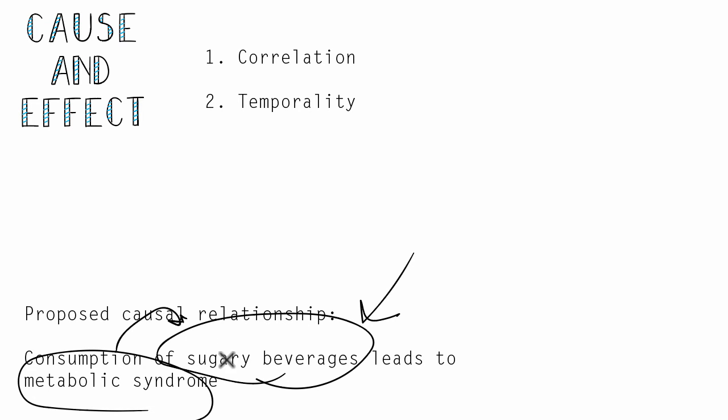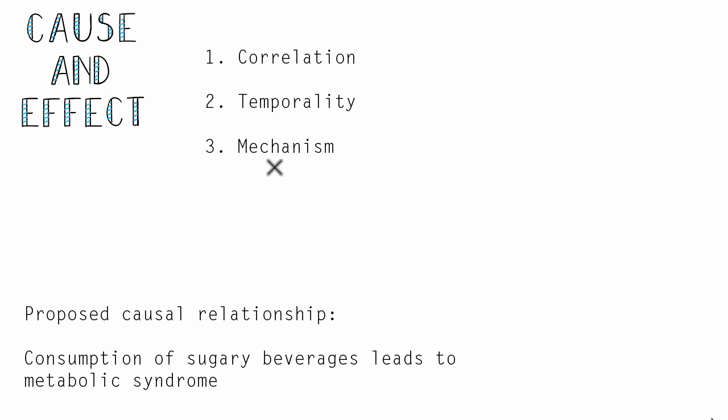Of course, if somebody drank sugary beverages before getting metabolic syndrome and then continued drinking sugary beverages, you could still argue that sugary beverages was the cause. But if the cause doesn't come before the effect, that argument that one caused the other is dead in the water. The third part of the cause and effect relationship is mechanism.